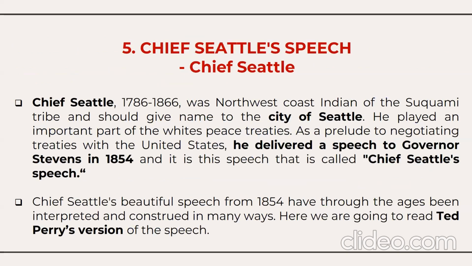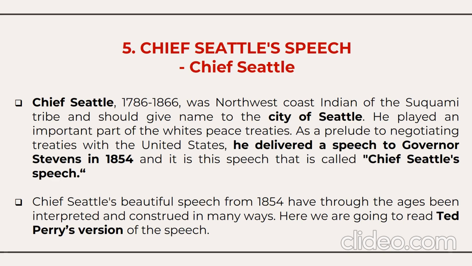Then the fifth, the last speech you have here, Chief Seattle's speech by Chief Seattle. Chief Seattle, 1786 to 1866, was the Northwest Coast Indian of the Suquamish tribe and should give name to the city of Seattle. He played an important part in the White Peace Treaties as a prelude to negotiating treaties with the US. He delivered a speech to Governor Stevens in 1854, and it is this speech which is called Chief Seattle's speech.